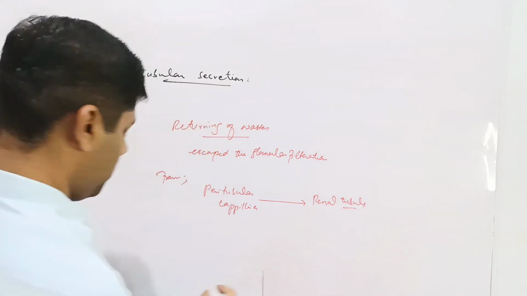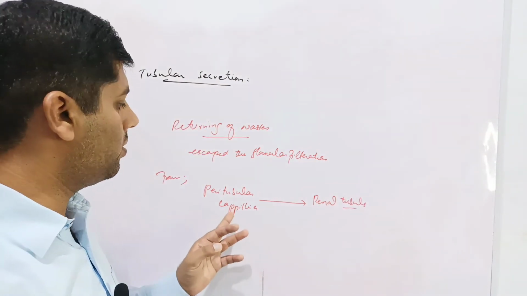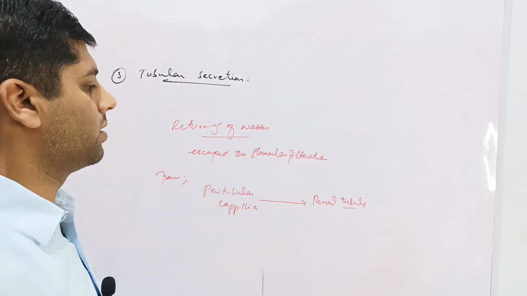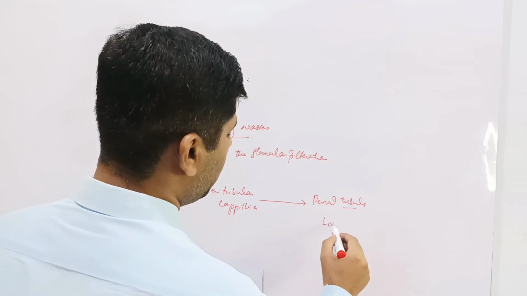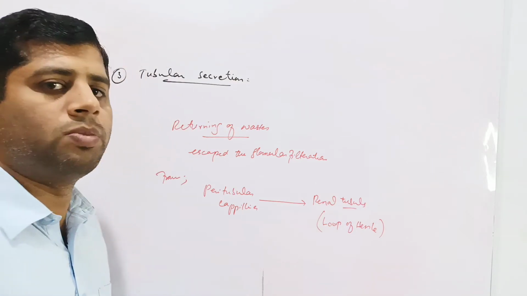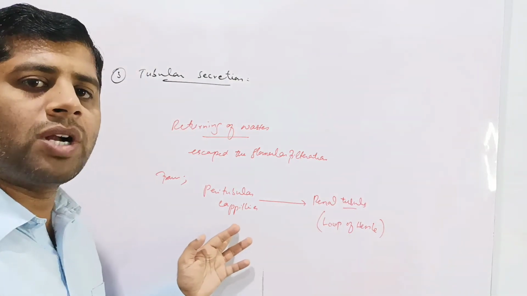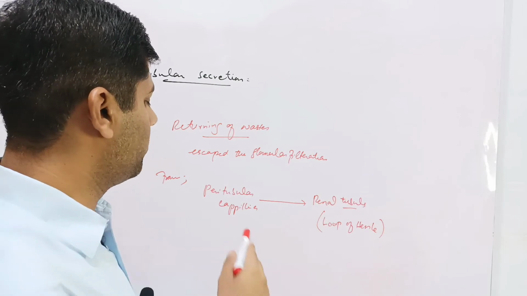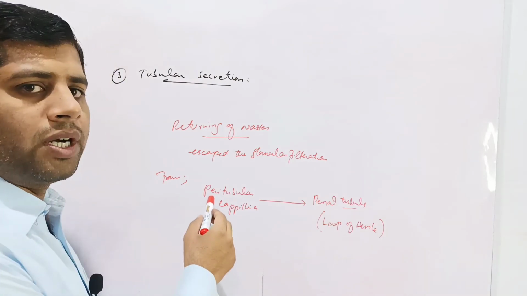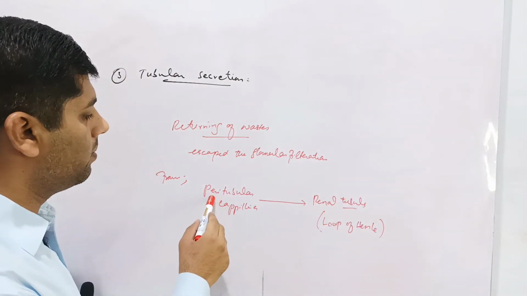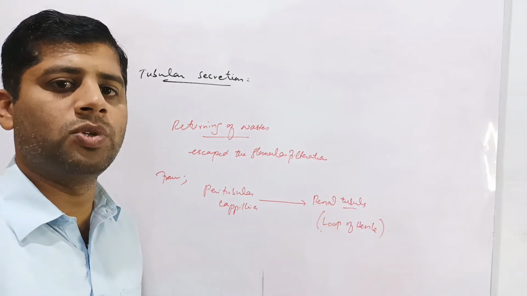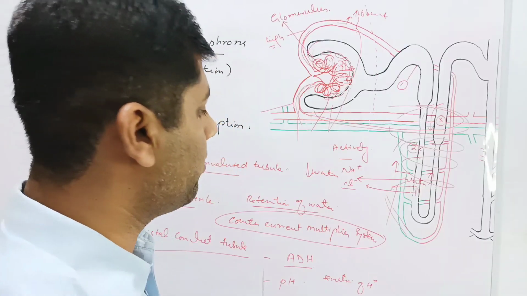So the process of transferring of waste harmful materials from the peritubular capillaries to the renal tubules is called tubular secretion. Most often, loop of Henle plays a vital role here, and these substances are returned to the loop of Henle of nephrons. The mechanism involved here is osmosis, due to which the waste products from the blood are shifted into the renal tubules. So this shifting of the waste materials from the blood by peritubular capillaries into the renal tubules, especially loop of Henle, is called tubular secretion. This was the mechanism of formation of urine.